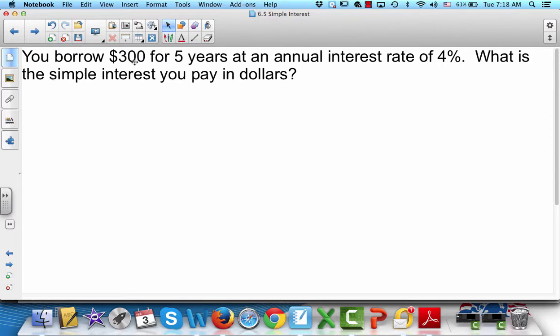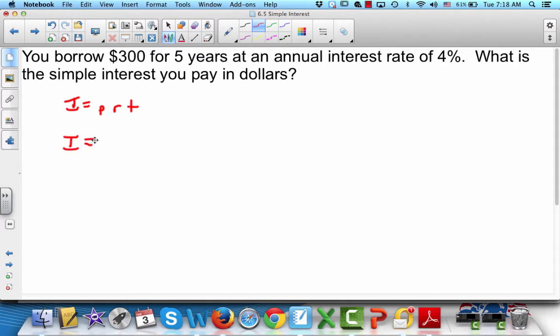So let's say that you borrow $300 for 5 years at an annual interest rate of 4%. What is the simple interest you pay in dollars? Remember the formula? Is interest equals principal times rate times time. So let's write this out.